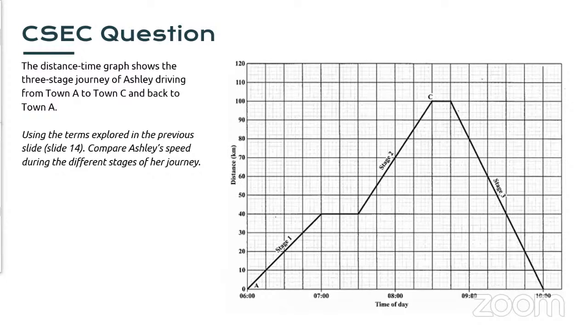Okie dokie. Let us go. Curtis on YouTube says that in stage one, Ashley is moving slash going.